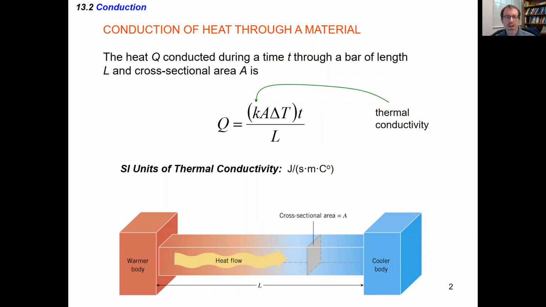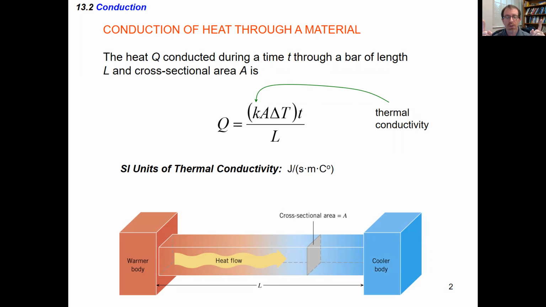So Q is equal to KA, and then delta T. That delta T is the temperature difference between the two ends of our material. And then the next thing we have is small t. That's just time. And then we're dividing this all by the length of this rod, capital L.